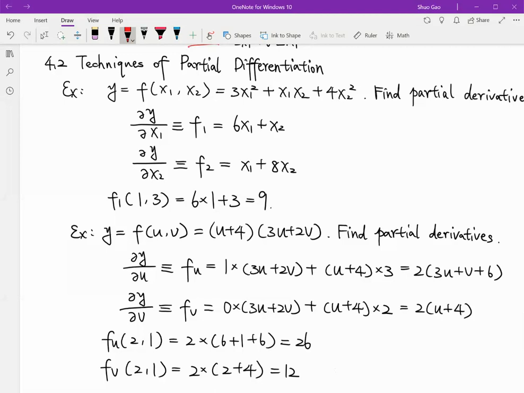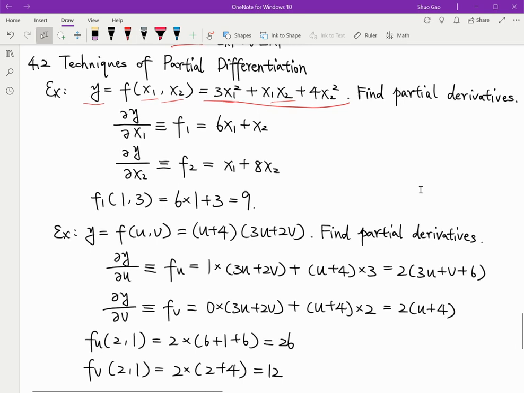So suppose we have a function y, and it has two variables, x1 and x2. And the function is as this. So we can see that there are two variables, x1 and x2. Both of them will affect the value of y. And suppose we want to find the partial derivative of partial y over partial x1, and partial y over partial x2. So this is just defined to be f1 and f2.